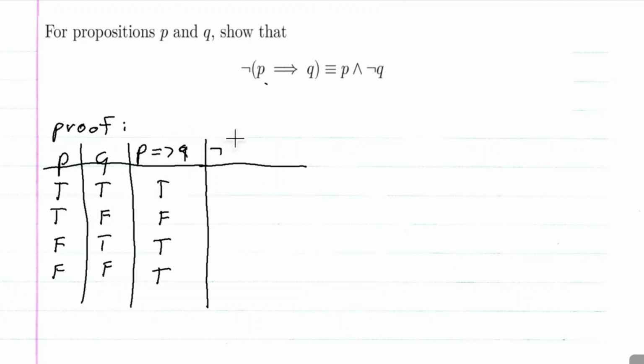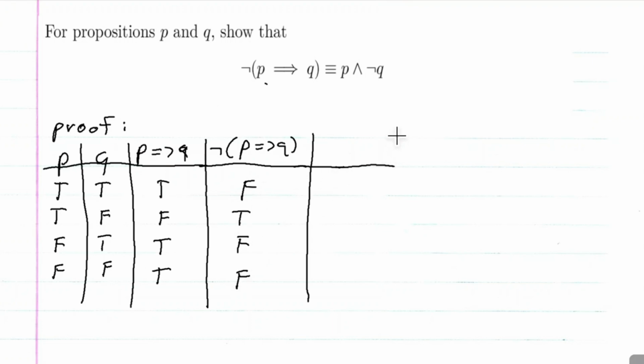So now let's go ahead and do the negation of P implies Q. Okay. So that will be, let's see, the negation is just the opposite of P implies Q. So that'll be false, true, false, false. Now for P and not Q, we need the not Q first. So not Q. So not Q is just the opposite of Q. So that'll be false, true, false, true.